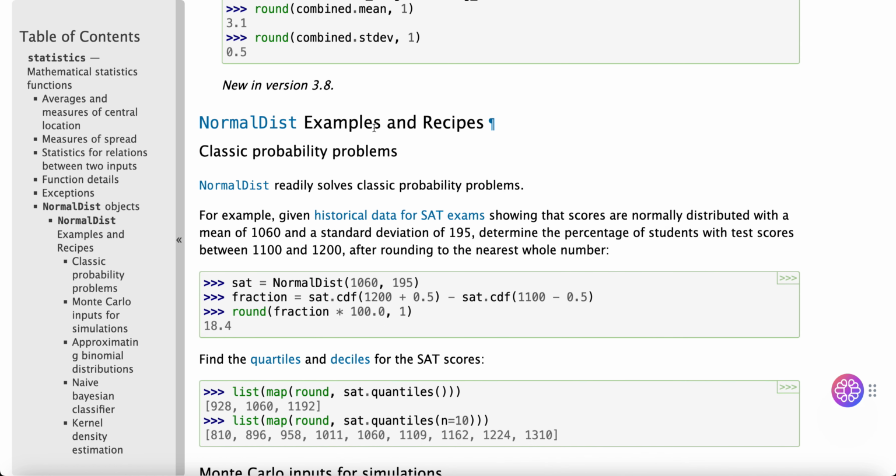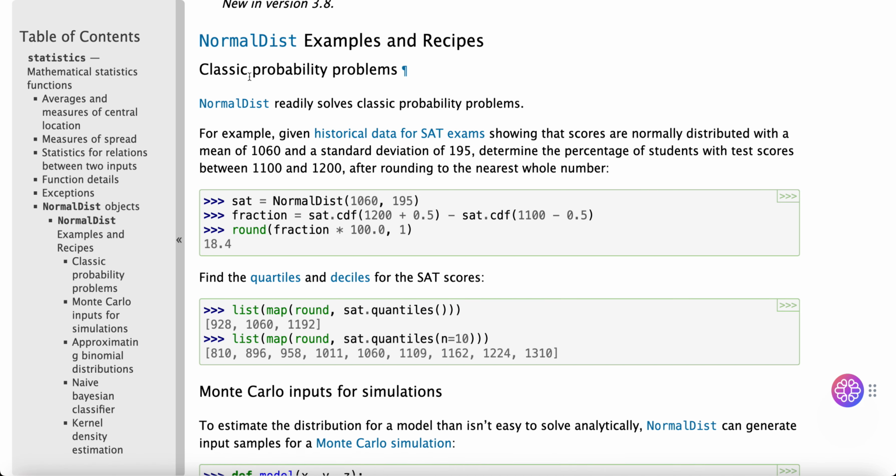Normal distribution examples and recipe. Class probability problems. Normal distribution really solves classic probability problems. For example, given historical data for SAT exams showing that scores are normally distributed with a mean of 1060 and a standard deviation of 195, determine the percentage of students with test scores between 1100 and 1200 after rounding to the nearest whole number. Set normal distribution 1060 195.